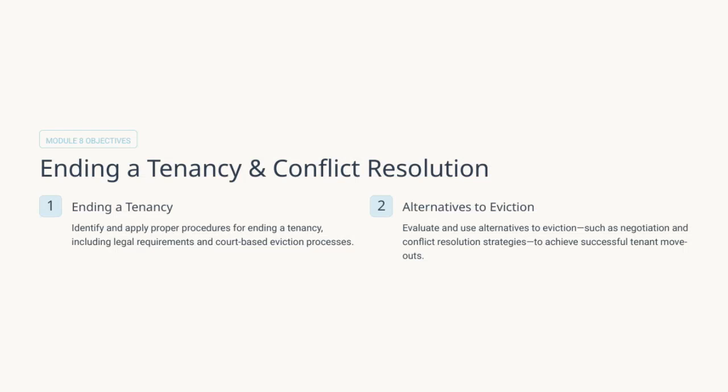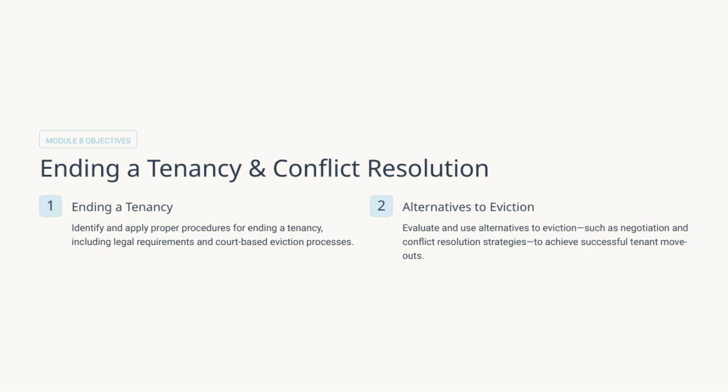In this part of the presentation, I want to emphasize the importance of exploring alternatives to eviction. Instead of jumping straight to eviction, we should consider options like negotiation and conflict resolution strategies. These approaches can often lead to a successful move-out process that works for both parties. It's about finding solutions that minimize conflict and foster cooperation.